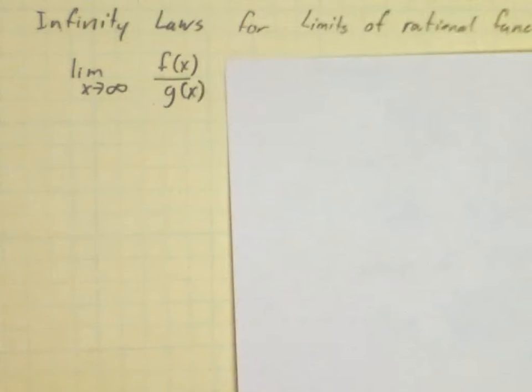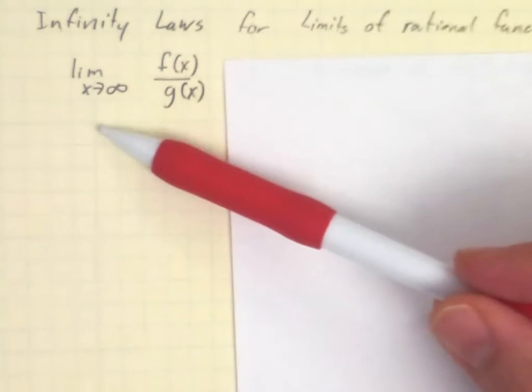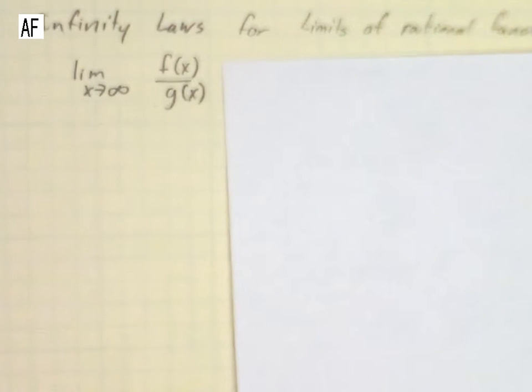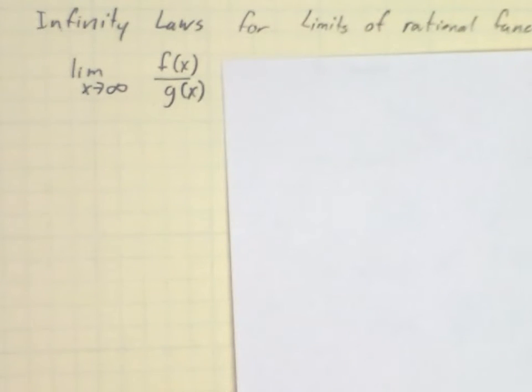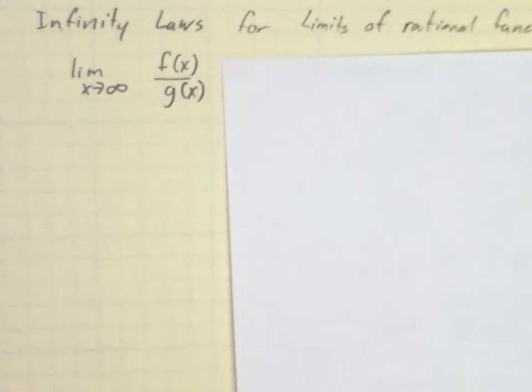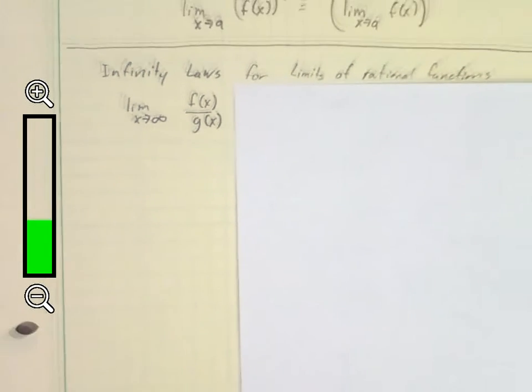Okay, so we've worked a lot with rational expressions and determining limits. One of the things we haven't dealt with is what happens as they go to infinity. We may be asked this several times: what is the limit as x approaches infinity or negative infinity of f of x over g of x?